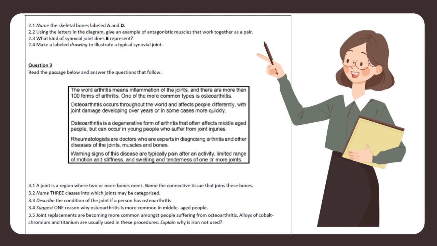3.3 Describe the condition of the joint if a person has osteoarthritis. 3.4 Suggest one reason why osteoarthritis is more common in middle-aged people. 3.5 Joint replacements are becoming more common amongst people suffering from osteoarthritis. Alloys of cobalt, chromium and titanium are usually used in these procedures. Explain why iron is not used.